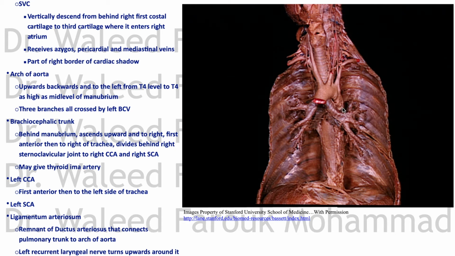Of course, it's closed in all of us, and the left recurrent laryngeal nerve loops around it from lateral to medial. Branch of the vagus nerve loops around the ligamentum arteriosum from lateral to medial and ascends behind the aortic arch between the trachea and esophagus, the left recurrent laryngeal nerve. Recall that the left recurrent laryngeal was much longer than the right one.